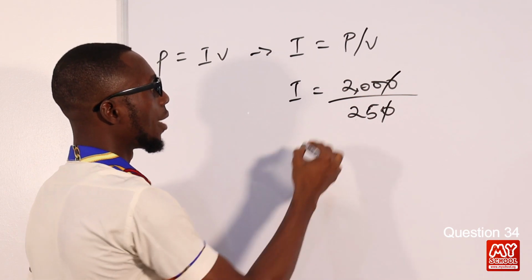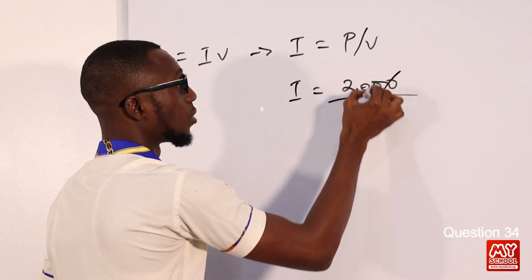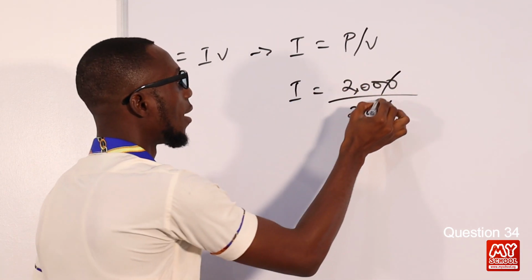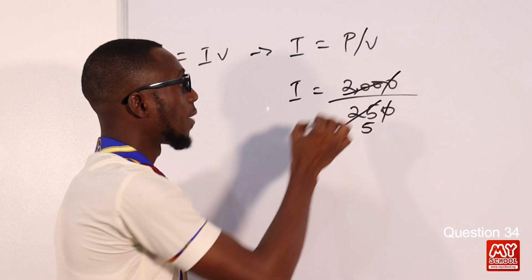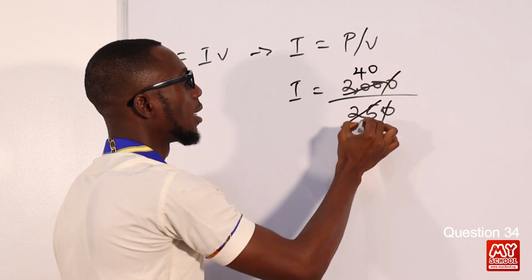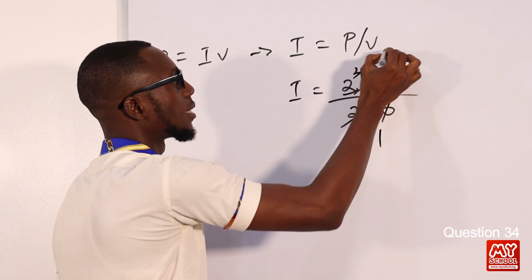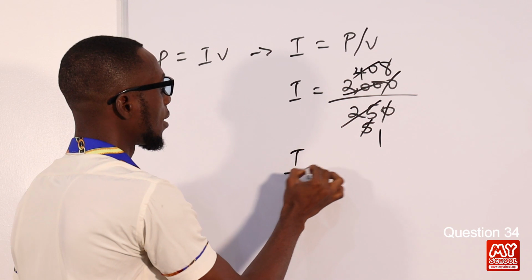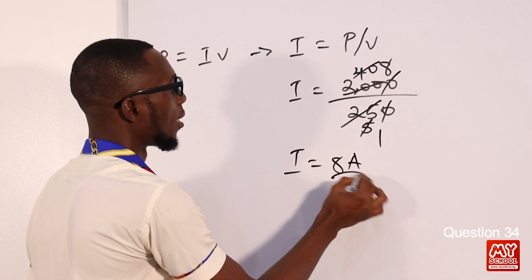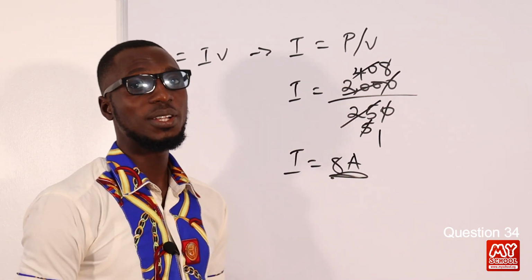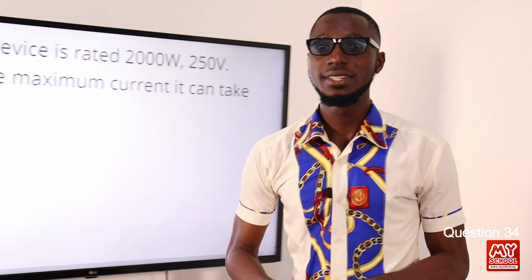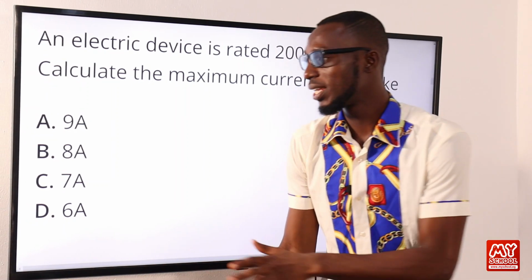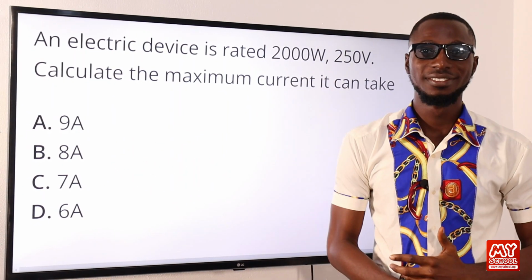Now, 25 into 1 is 25, 25 into 8 is 200. How do I know that? 5 into 5 is 25, of course. 5 into 200 is 40, and 5 into 40 is 8. So we can see this makes 8 amperes. Let's go back to the screen to pull out 8 amperes in the options provided. We find that in option B, so option B is the correct option.